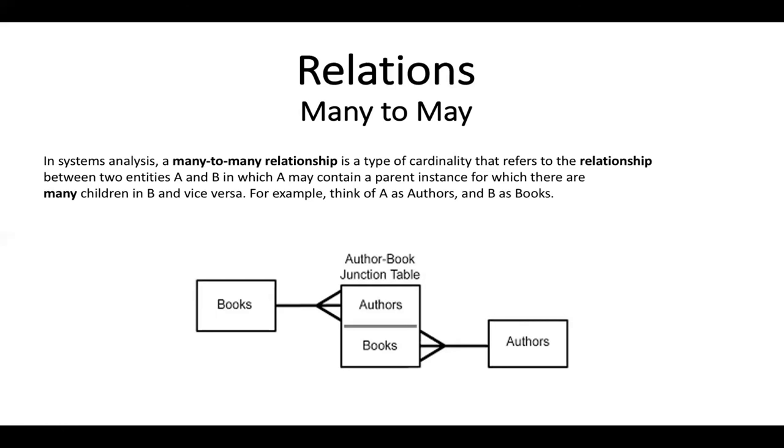But when you're looking at the book example, a book can be written by multiple authors. More than one author can write the same book. Okay. Yes, an author can write multiple books. Now, what is happening here is, in the database world, they can't define the relation between two tables directly.